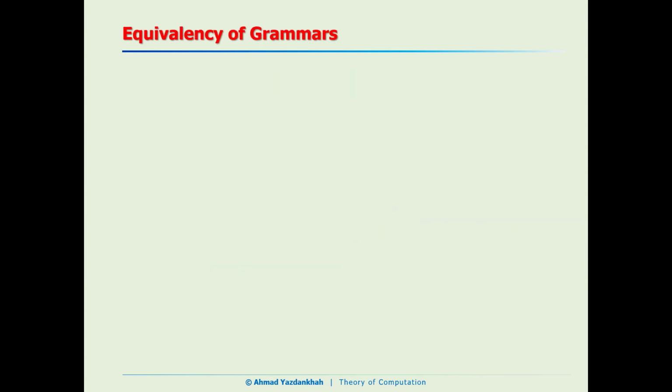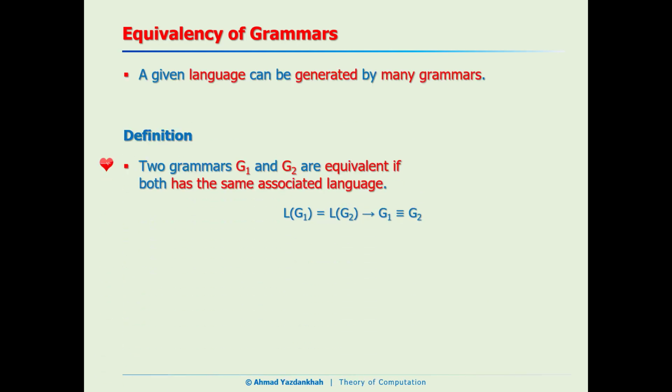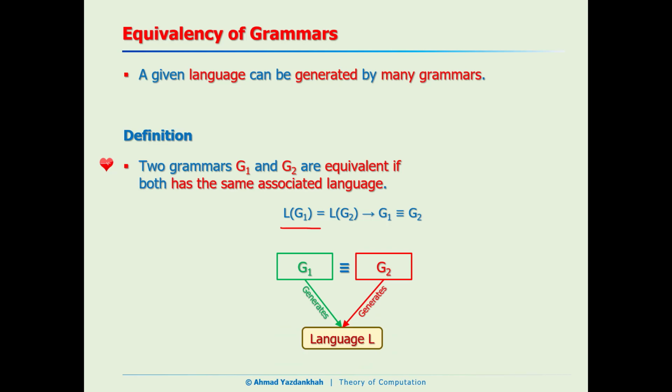Another question is when two grammars are equivalent. Based on our knowledge so far, I'm sure you can guess the definition of the equivalence of grammars. Two grammars are equivalent if both of them have the same associated language, L of G1 is equal to L of G2. If both have the same associated language, then we say G1 and G2 are equivalent.